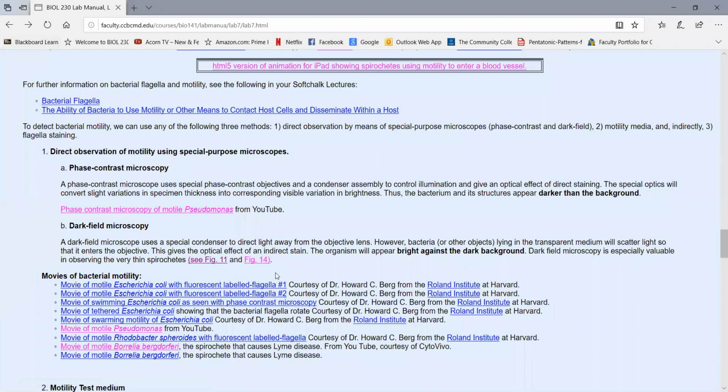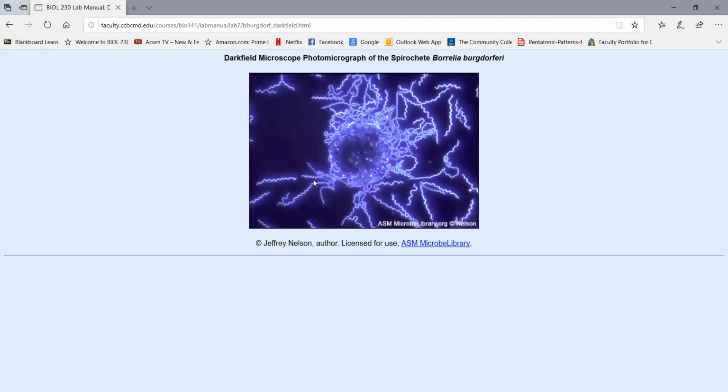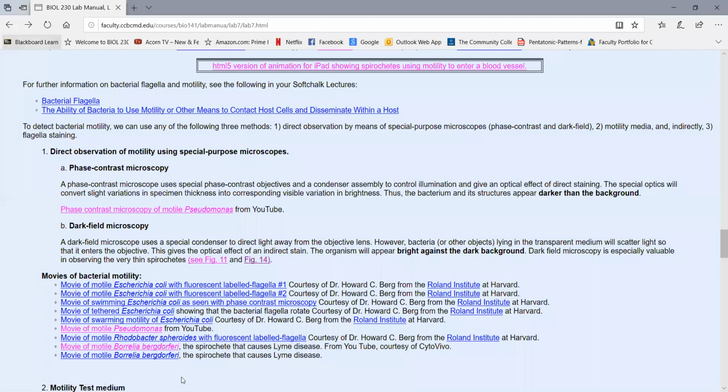And here's another photomicrograph of Borrelia burgdorferi that causes Lyme disease. And again, you can see the very thin spirochetes very clearly against the dark background. And we showed you a little movie of that back in lecture. It's this link right here. We'll load that in, where you can actually see pretty nicely the corkscrewing motility of the spirochetes. So this is a movie taken with a dark field microscope.